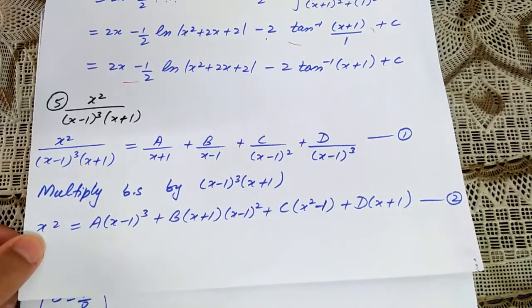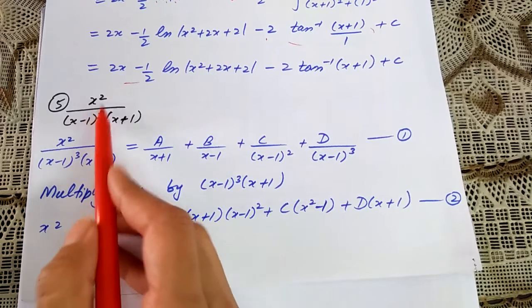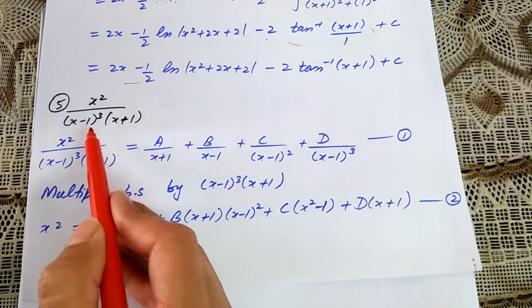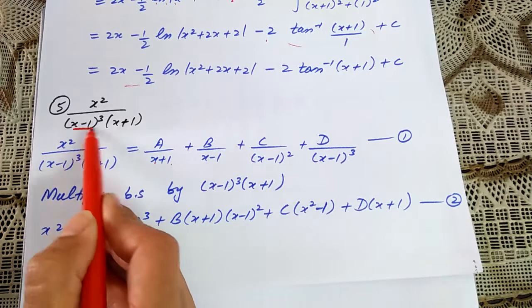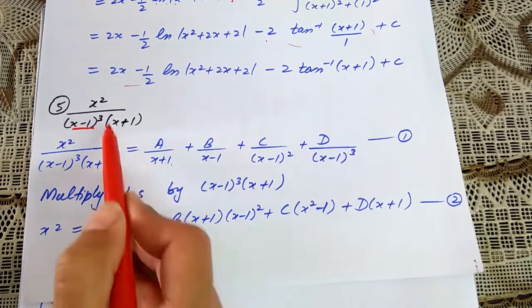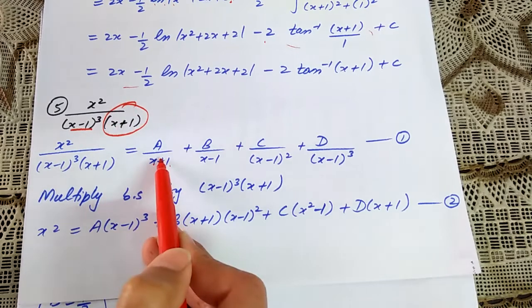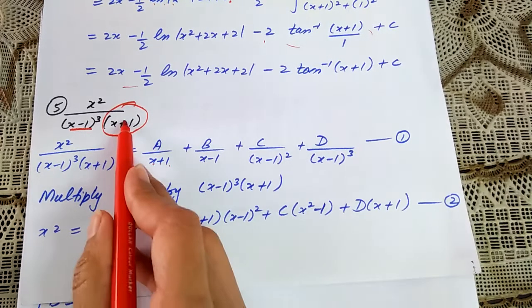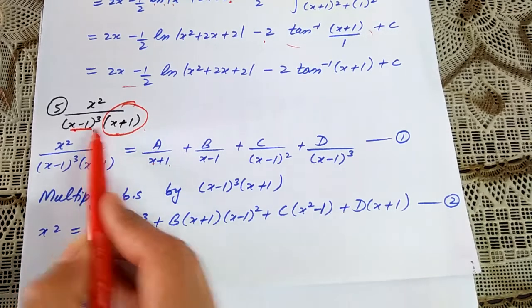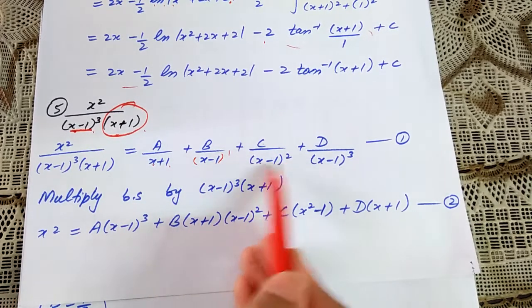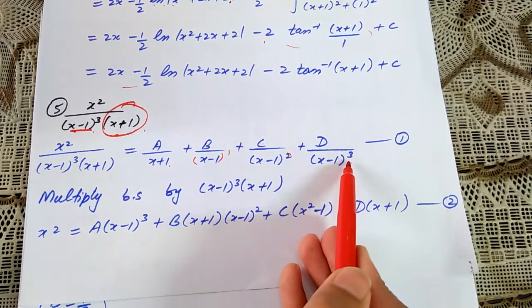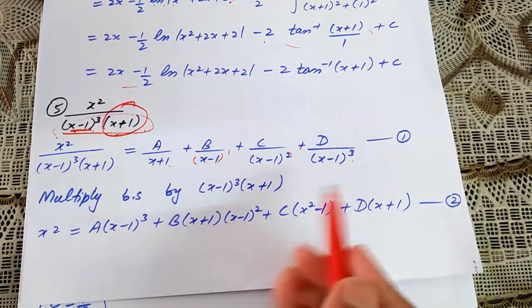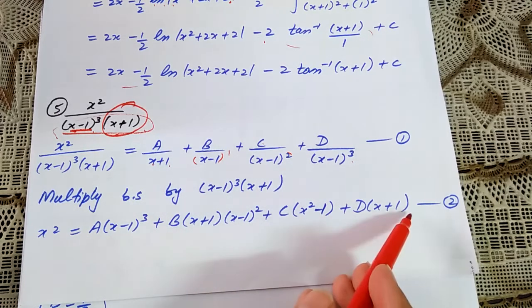Question number 5. In question number 5, we have to integrate x square over x minus 1 whole cube into x plus 1. It can be split as a over x plus 1 with 1 power. Then, okay, I have written this one as first, but it's up to you. You can write any one as the first fraction. So a over x plus 1, then b over x minus 1 with power 1, c over x minus 1 with power 2, and d over x minus 1 with power 3. Now multiply both sides with this whole denominator, and after cancelling the terms, I will get this thing, equation number 2.